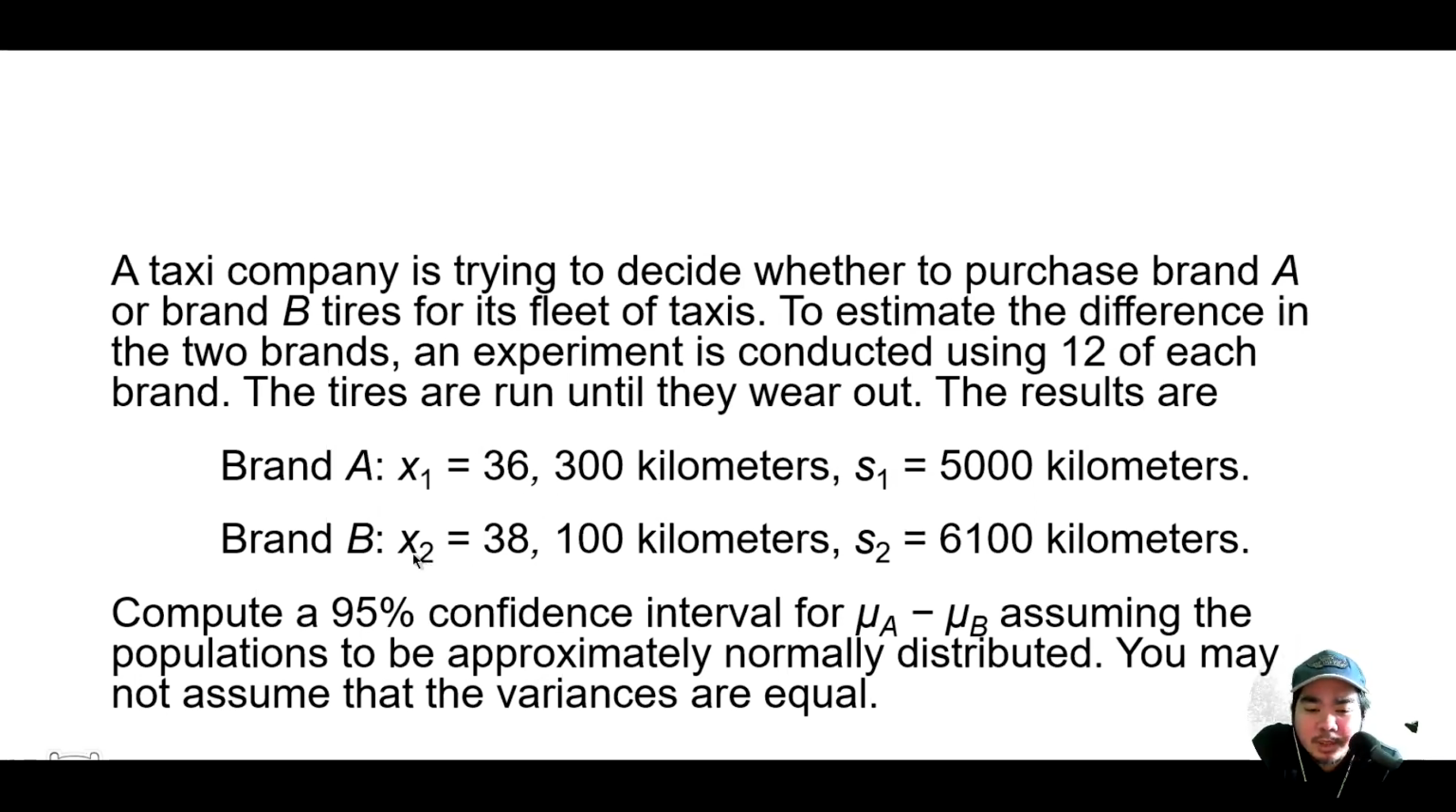So brand B has an average of 38,100 kilometers but a standard deviation of 6,100 kilometers. Okay, so compute a 95% confidence interval for mu A minus mu B, assuming that populations to be approximately normally distributed. You may not assume that the variances are equal. Okay, so sabi hindi daw equal ang variance, hindi rin known ang variance, tama?